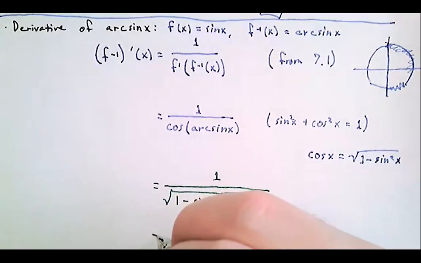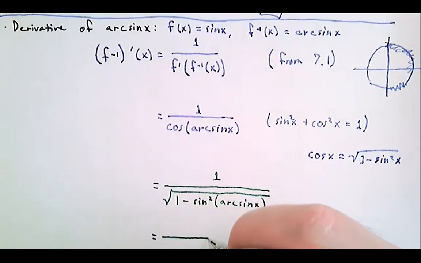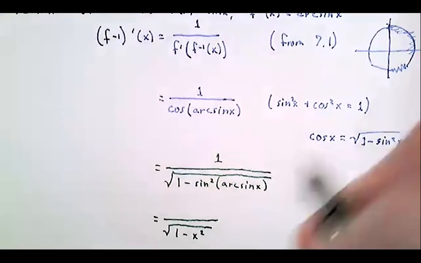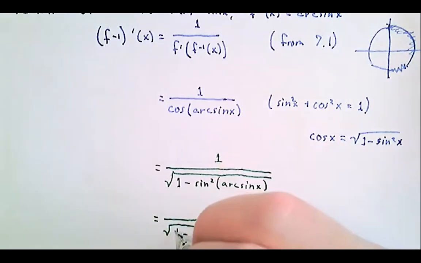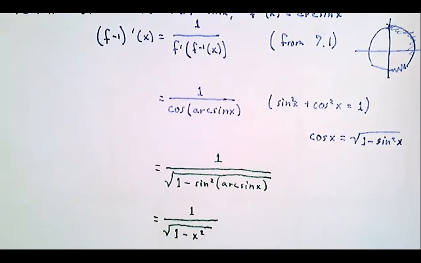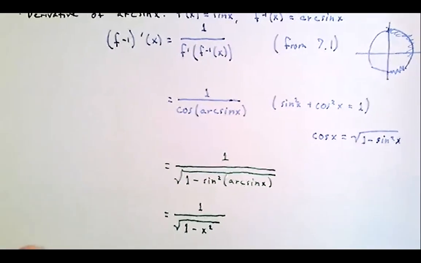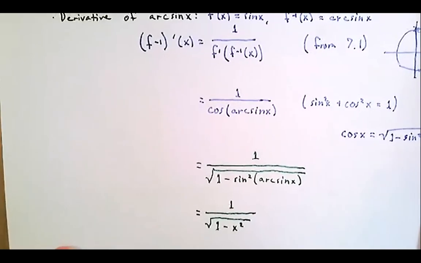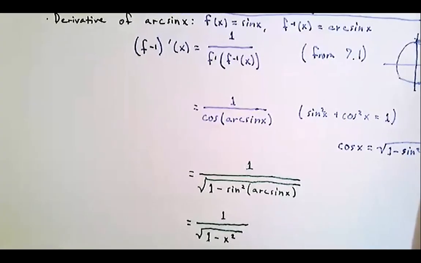So what we're left with is the square root of 1 minus x squared in the denominator. And then 1 up top. Okay, so that's how we find the derivative or derive the derivative.